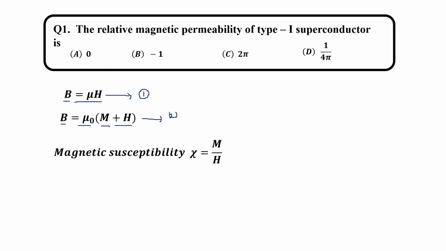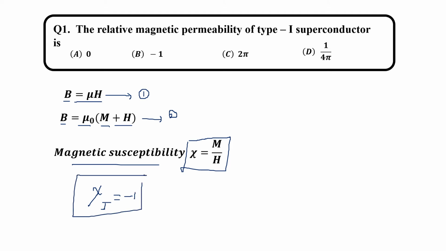The third one we need is the magnetic susceptibility of the material, chi, equal to the magnetization divided by the applied magnetic field, that is, the amount of magnetization versus the applied magnetic field. This is the third formula we need. Once we know all these formulas, we can solve this problem. Apart from that, we need to know one more quantity. For the type 1 superconductor, the magnetic susceptibility value chi is equal to -1. If you have these four pieces of information, then we can solve it in a simple manner.